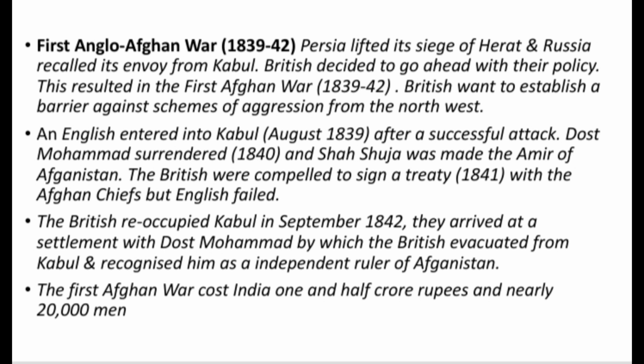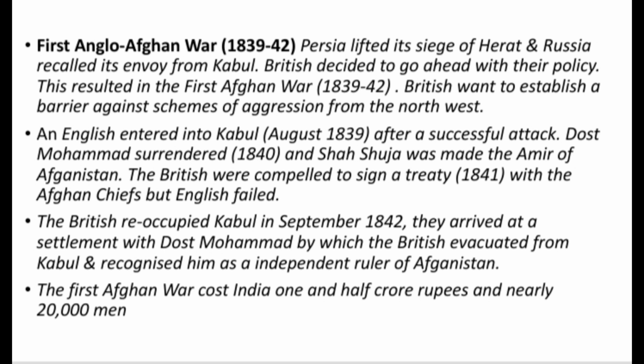As soon as the British withdrew, the Afghans rose in rebellion, killing the garrison commander in Kabul. The British were compelled to sign a treaty in 1841 with the Afghan chiefs, by which they agreed to evacuate Afghanistan and restore Dost Muhammad. But the English plan failed.